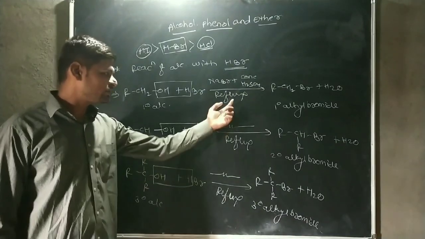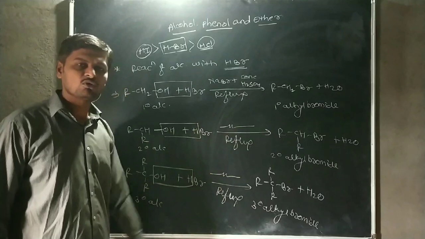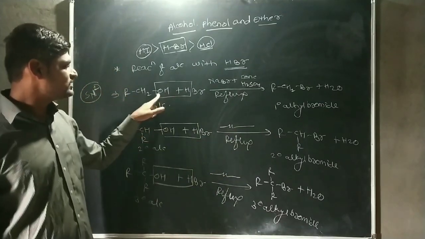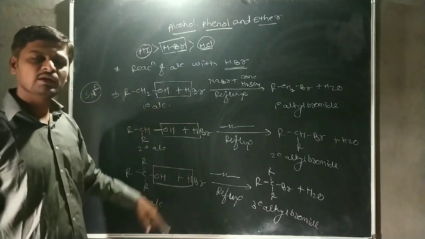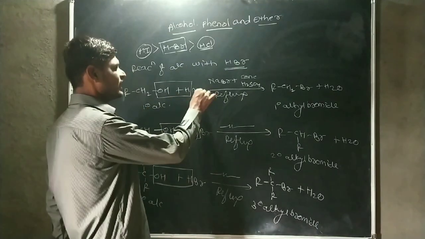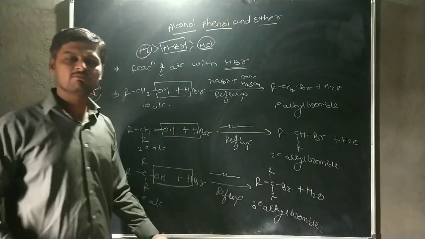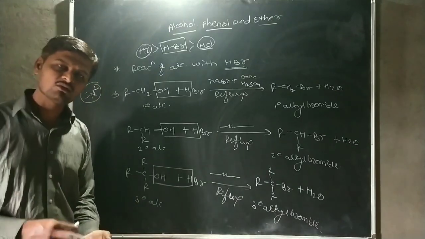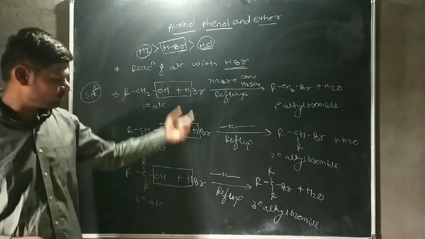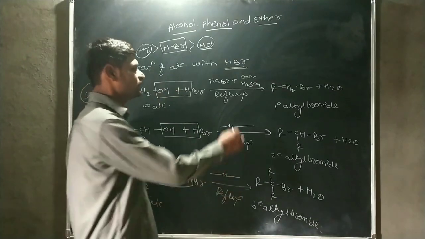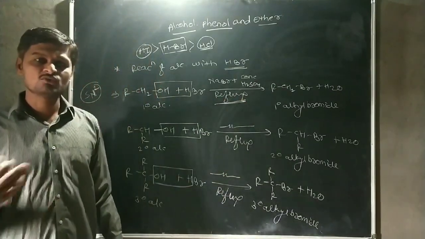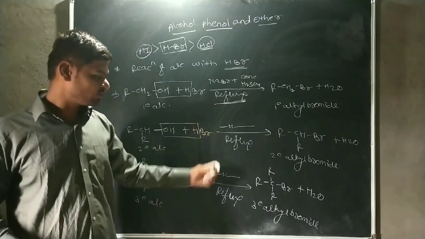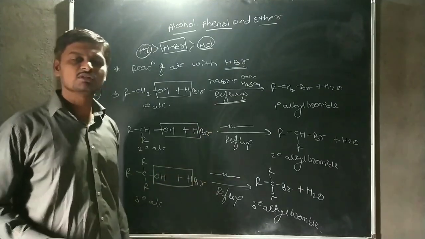Due to this reflux, or this strong heating, the bond between carbon and oxygen, and between hydrogen and bromine atom, should easily break down. Therefore, this reaction is carried out under hot conditions, and whether a primary, secondary, or tertiary alcohol is reacted with HBr, the reaction undergoes reflux, meaning strong heating. Reflux is the most important word used in this reaction.